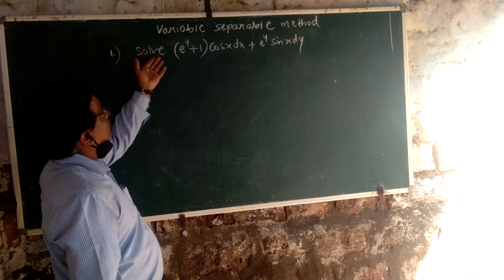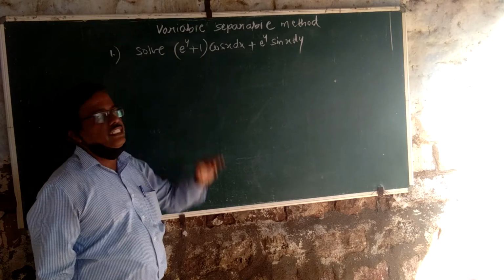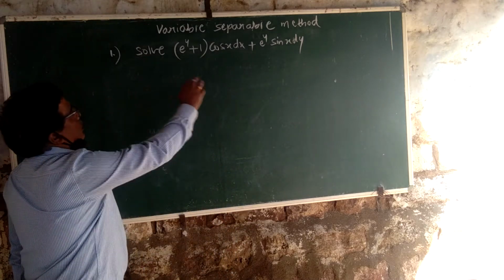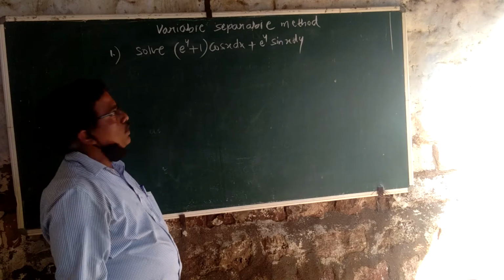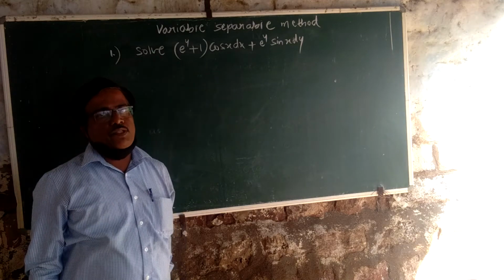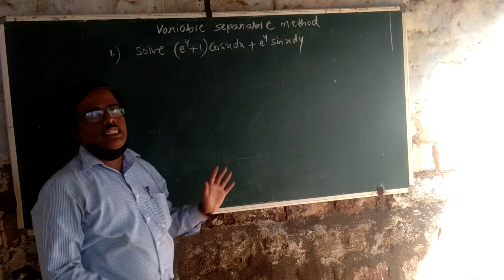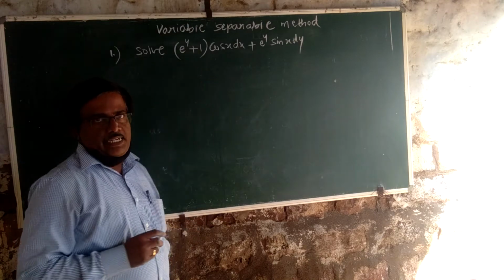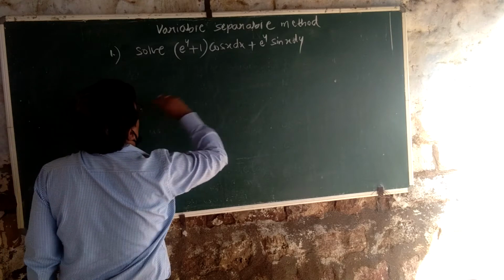First, solve e raised to y plus 1 cos x dx plus e raised to y sin x dy. To solve this problem, first we make variable separable. We make variable separable means we collect x dx on one side and y dy on the other side. So let us see how to do this.